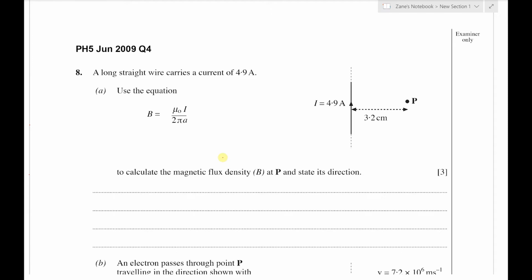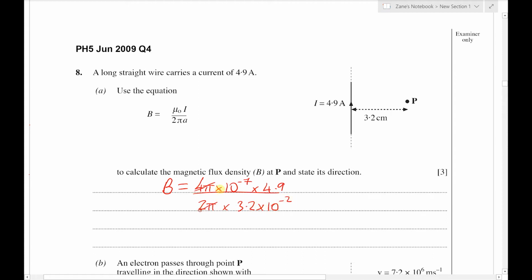For the first part of the question, we've got a wire that's carrying a current of 4.9 amps, and we've got to use the equation B equals mu naught I over 2 pi A to calculate the flux density at point P. So mu naught is 4 pi times 10 to the minus 7. Current is 4.9 amps over 2 pi times 3.2 centimeters, so don't forget to turn that into meters.